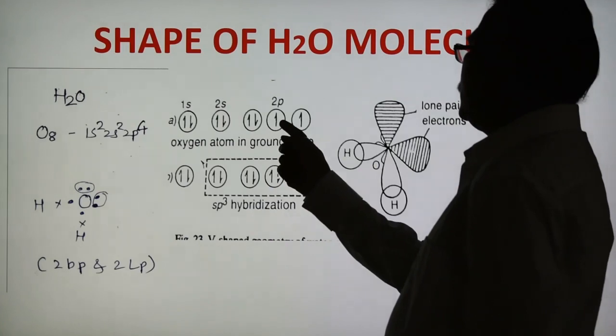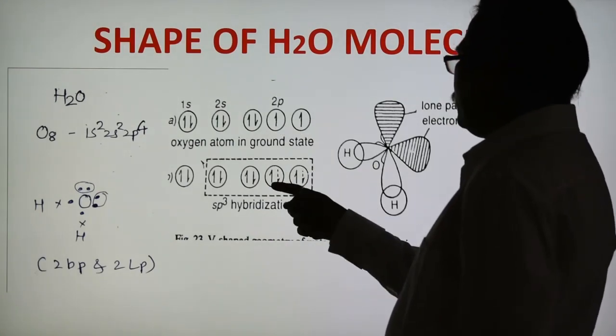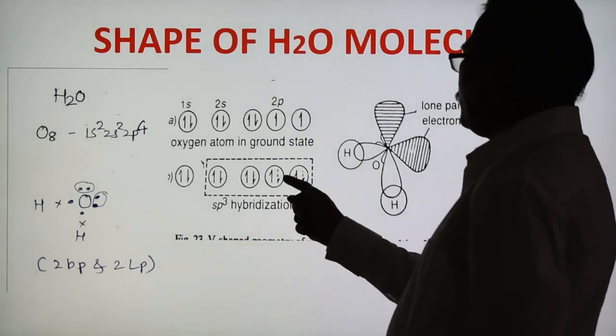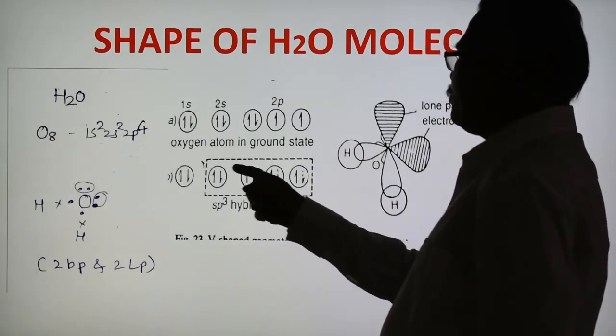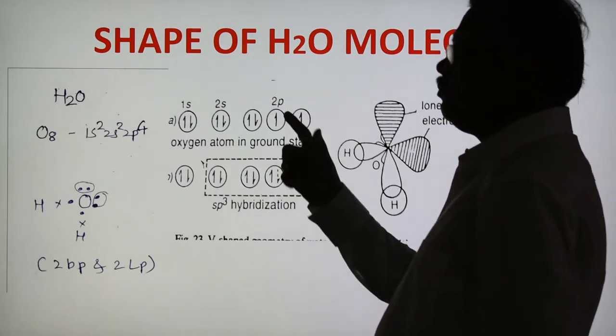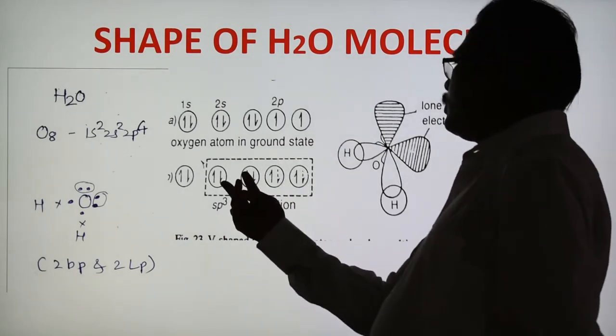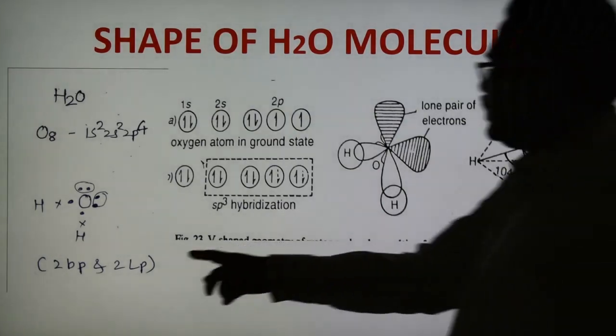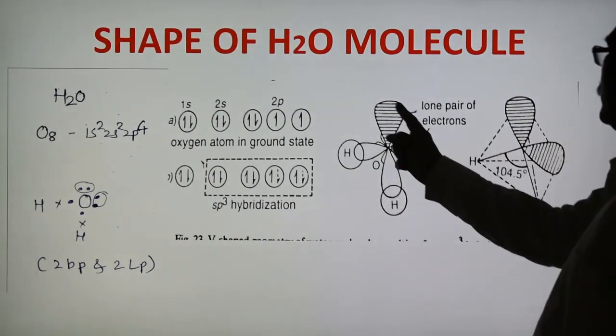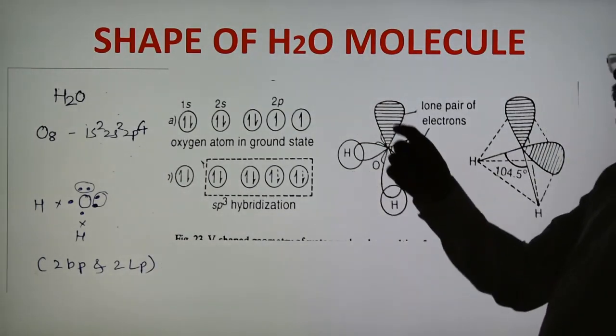So in this case, these 2 unpaired electrons overlap with the 2 electrons of 2 hydrogen atoms, forming these 2 covalent bonds. And already these are the paired electrons, and these are known as the lone pair. So there are 2 bond pairs and 2 lone pairs. So total 4 electron pairs. Presence of 4 electron pairs in the molecule, the shape is considered as a tetrahedral shape.